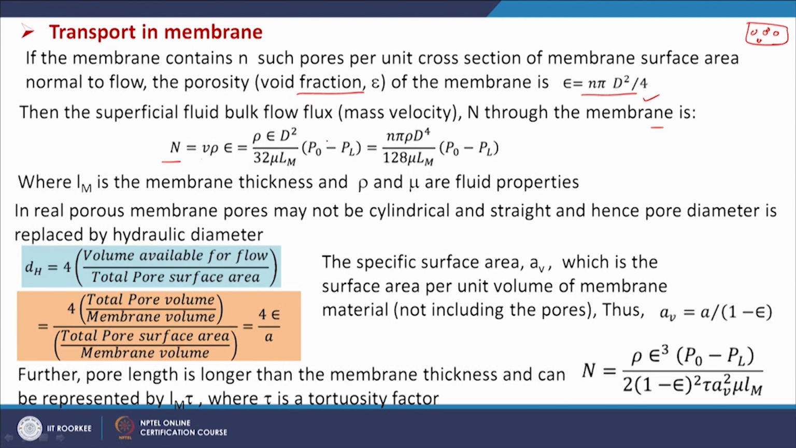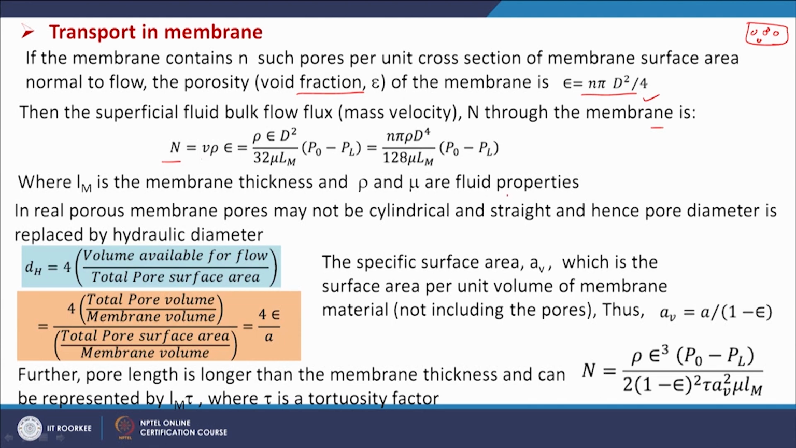Now, replacing this epsilon value, we are getting pi n rho d to the power 4 by 128 mu Lm into P0 minus PL. So, this is the expression for N. Now, Lm is the membrane thickness, and rho and mu are the fluid properties.